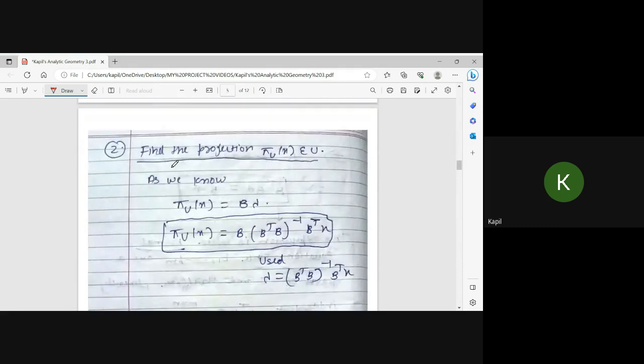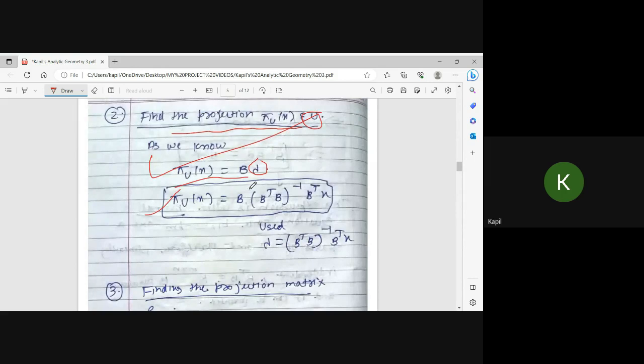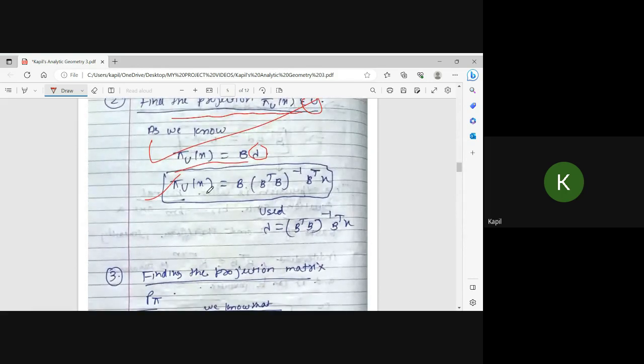After that, the next step is to find the projection point, that is pi_U(x), which is on the subspace U. As we know, pi_U(x) is B lambda, and from the previous result we put in the value of lambda, and we will get the result for pi_U(x). In this section we will discuss the results and we will work through questions on these results.